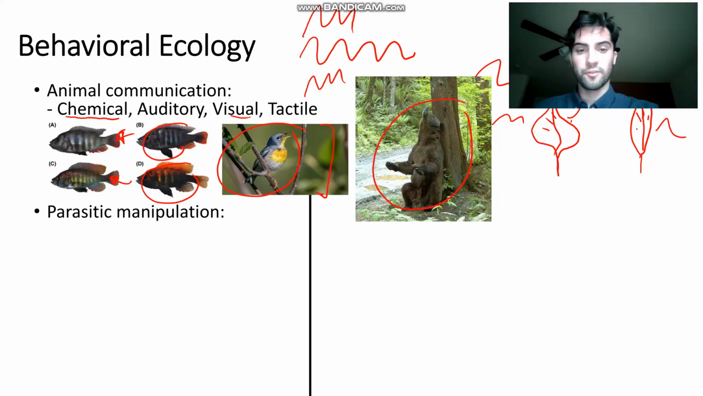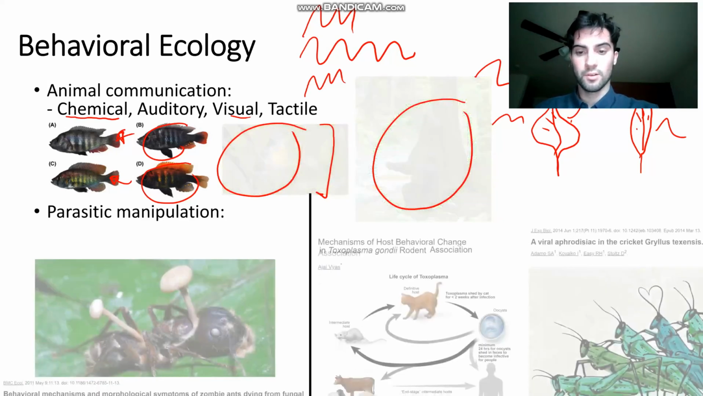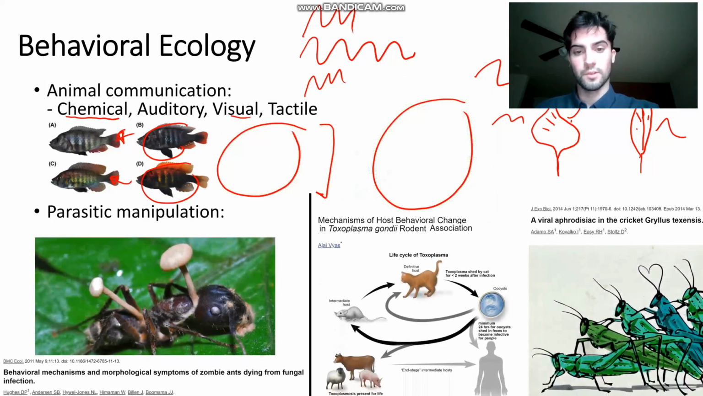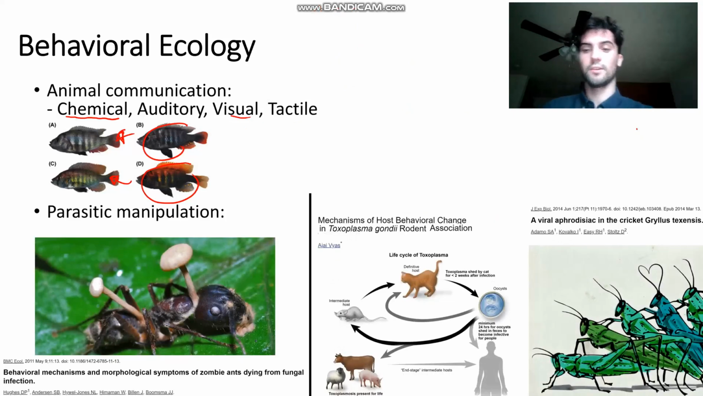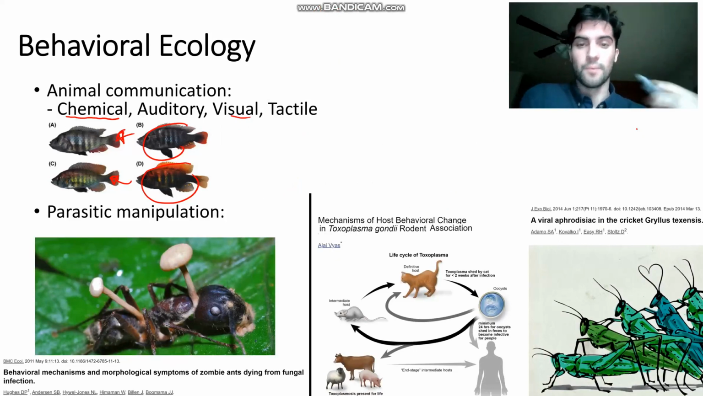And we also have parasitic manipulation, which is an interesting fact of nature, that a parasite, a virus or a bacteria or a protist or a fungi, can have a secondary phenotype that's outside of the organism itself. It's a phenotype that will affect the host.